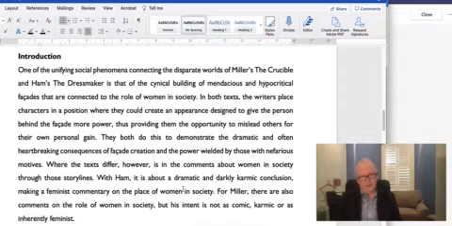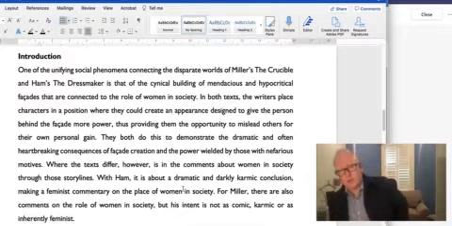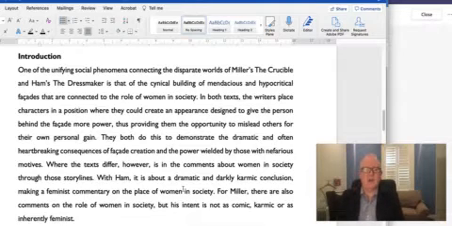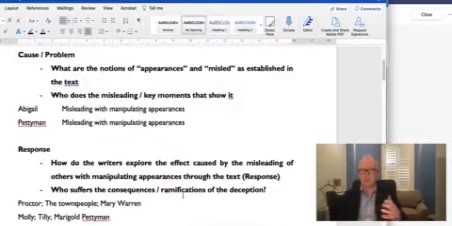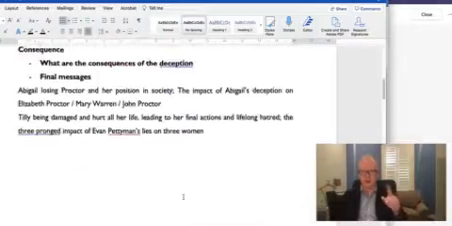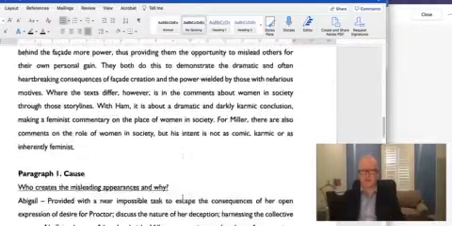Where the texts differ, however, is in comments about women in society through those storylines. With Ham, it is about a dramatic and darkly karmic conclusion, which I'm going to argue makes a feminist commentary on the place of women in society. For Miller, there are also comments on the role of women in society, but his intent is not as comic or as inherently feminist. So I'm going to make that argument, because I'm going to talk about the intent and so forth. But if composer intent is still a little bit challenging for you, there's still chance in this model to look at other things. But I'm just telling you, this gives that next level of sophistication.